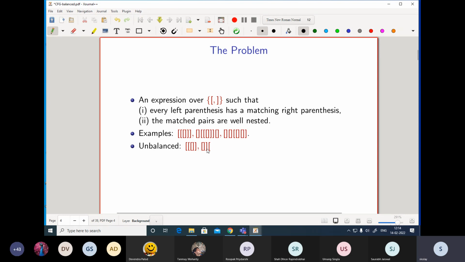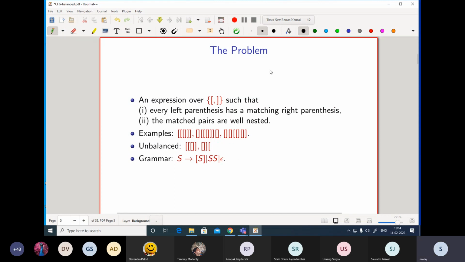Now, here are some negative examples. If you look over here, the number of left parentheses is more than the number of right parentheses, so the first condition does not hold for this string. In the second string, the number of left parentheses is the same as the number of right parentheses, but this is not well nested. If you look at these two parentheses, they are in the opposite order. It's not a proper nesting.